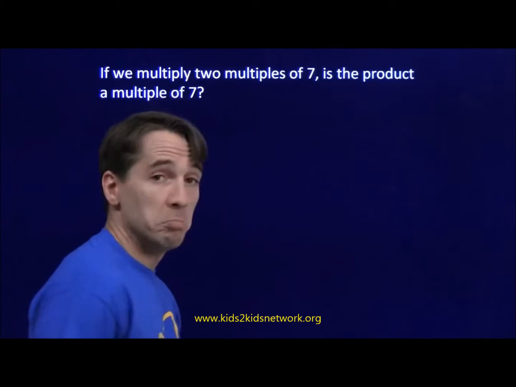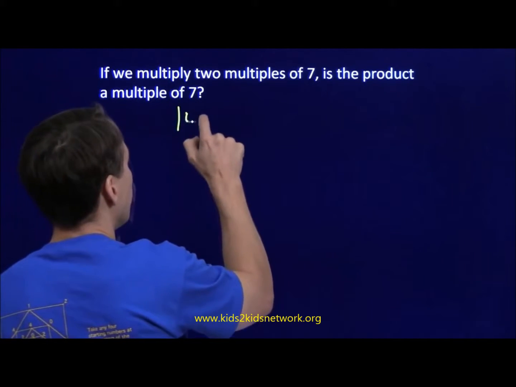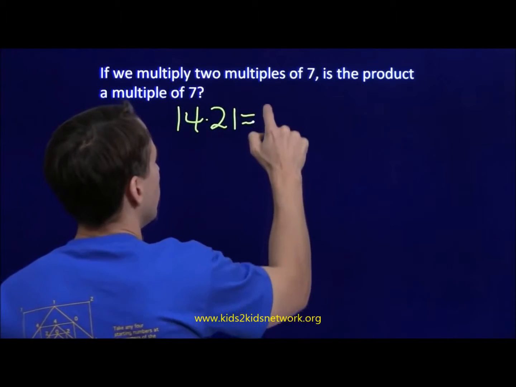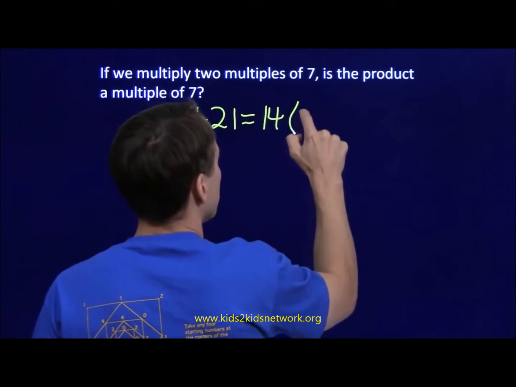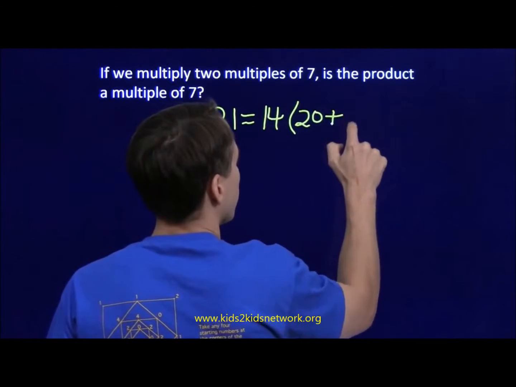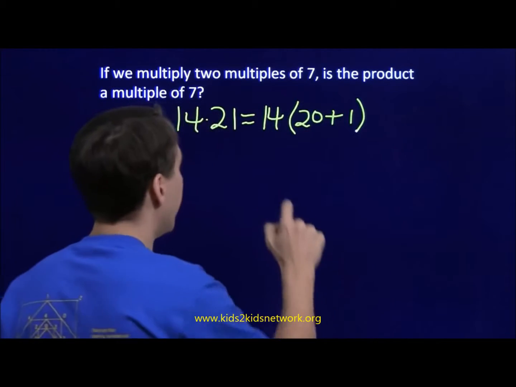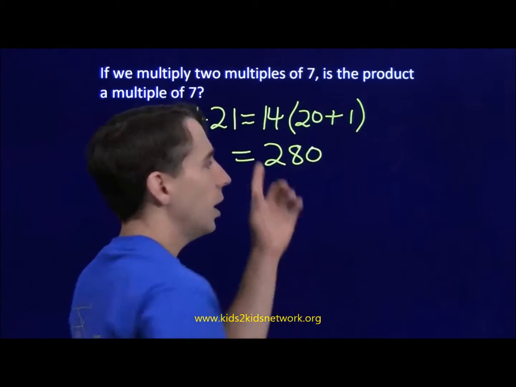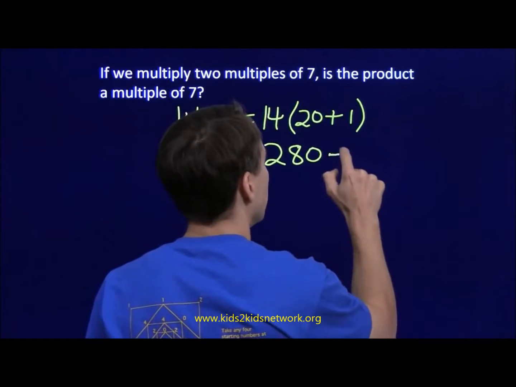Multiply two multiples of 7. Once again, start with an example. 14 times 21. Oh boy, I'm just going to use the distributive property here. 14 times 20 plus 1. We use the distributive property to multiply that out. We get 14 times 20, which is 280. And 14 times 1, that's 14.